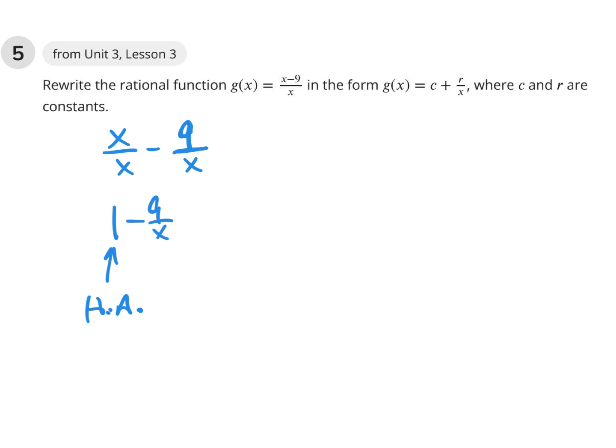Or you could do long division. So if I do x goes into x minus 9, x goes into x once, change the sign, I get 0 minus 9. So I get 1 with a remainder of 9, that's over x. I get the same thing.